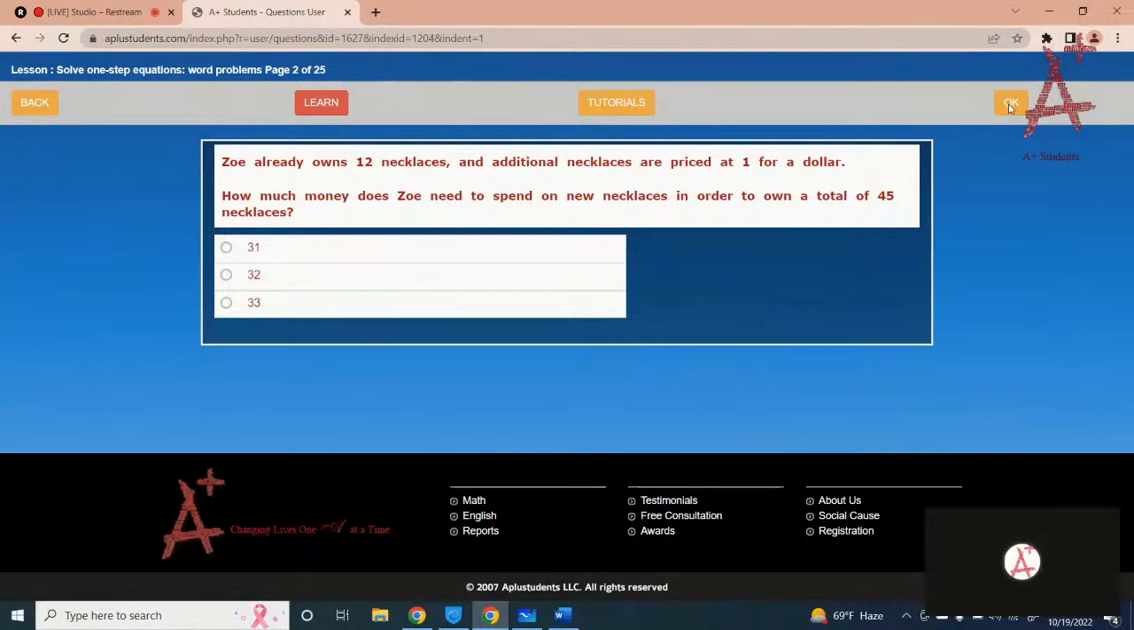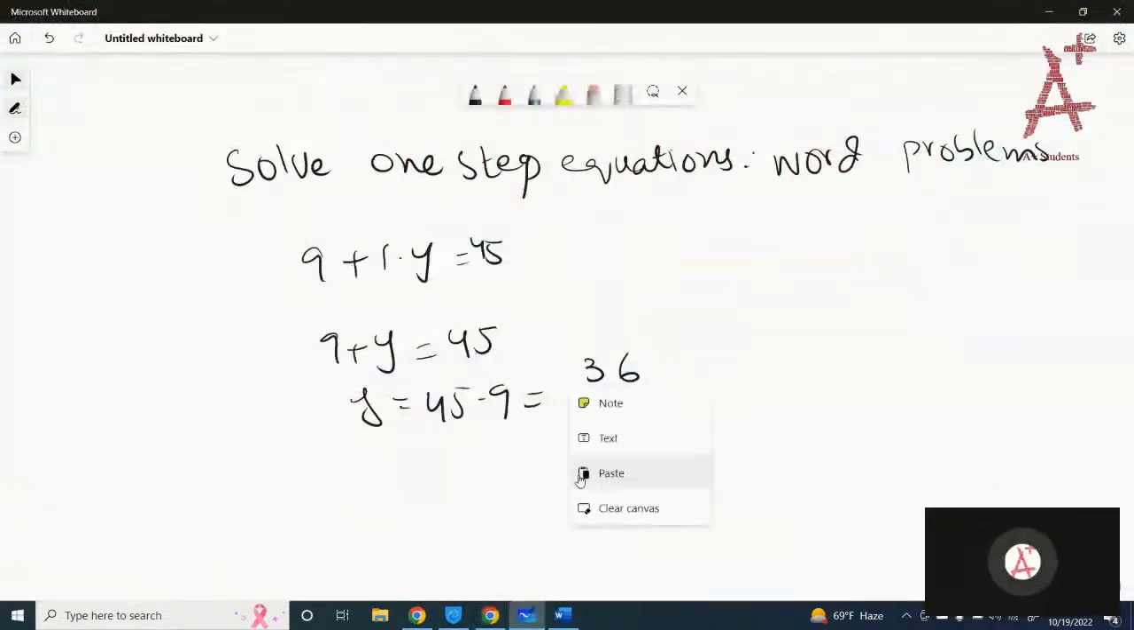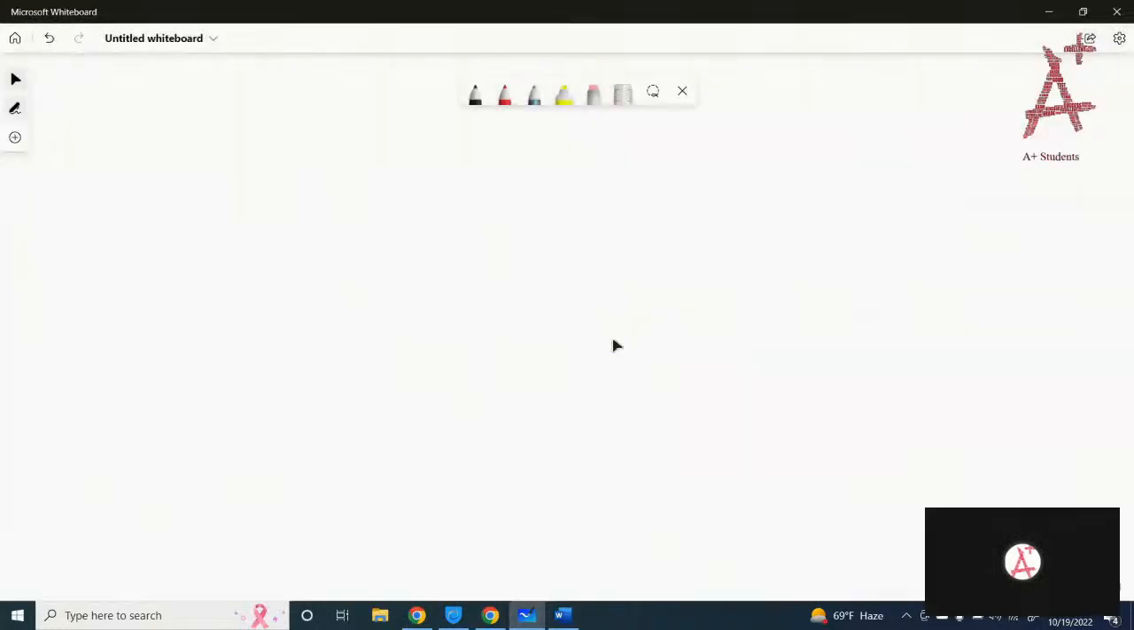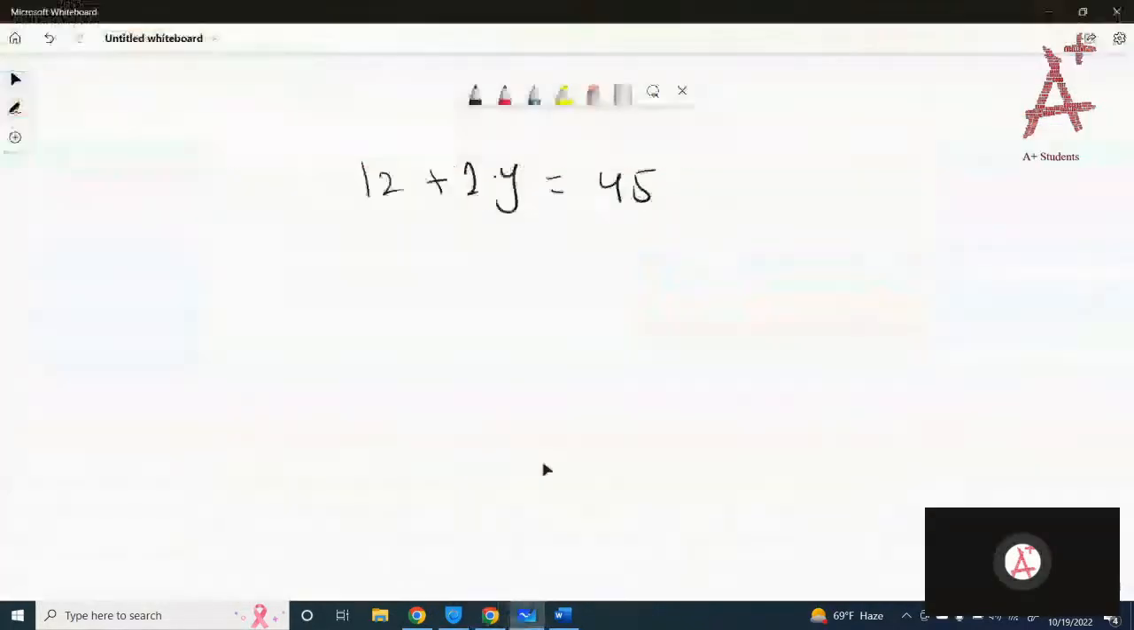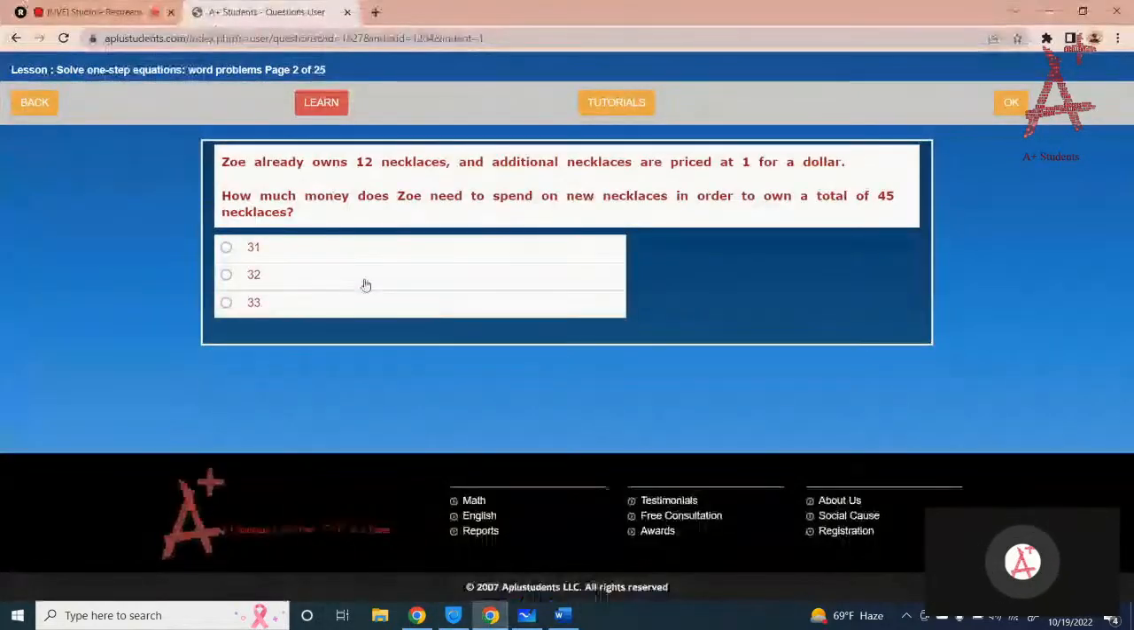Got it? It would be 12 plus 1 times y equals 45. 12 plus 1 dot y equals 45, I think. Let me just confirm. Yes. Subtract the 12 to the other side, so it would be 5 subtract 2 is 3, and 4 subtract 1 is 3. Yes, very good. It is 33. So select the correct option and then click on the OK button.